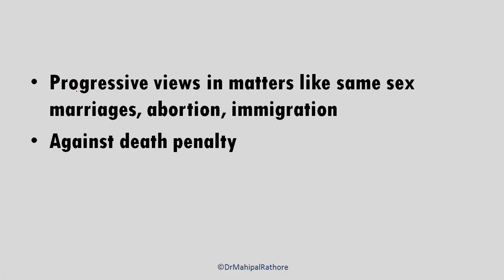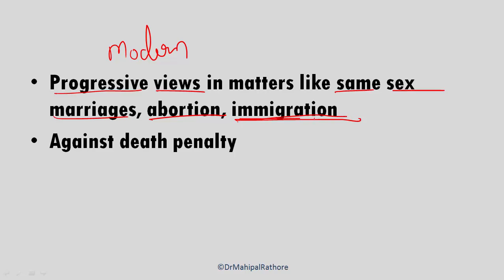Then we come to the social policies of the left-wing parties. So they will mostly have progressive views. It means they have modern views on matters like same-sex marriages, homosexuality, abortion, immigration. They will be allowing people to come into their countries. But see, this is not 100% true all the time. It does not mean that right-wing parties are against immigration.